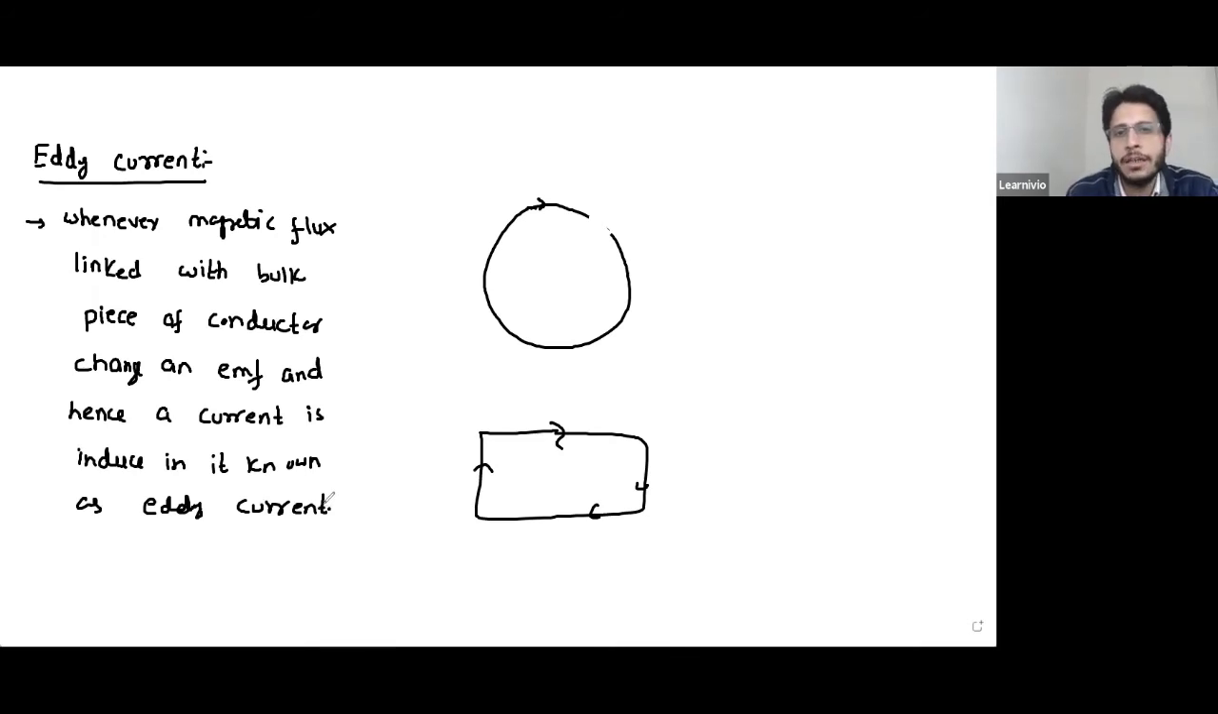So for eddy current, you should not need a proper coil or a proper circuit. You can have a bulk piece of conductor, a plate of steel or iron. If somehow you change the magnetic flux associated with that metallic plate, then that plate will have some induced EMF and hence induced current. That induced current is known as eddy current.